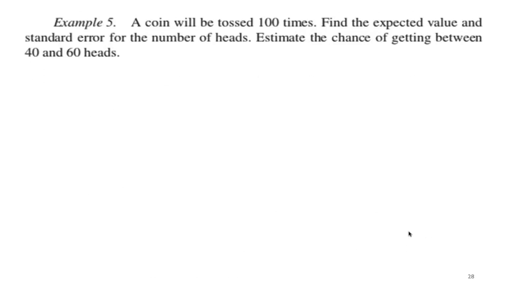So one last example here. What if I toss a coin 100 times? We want to find the expected value and the standard error for the number of heads, and we'll find the chance I get between 40 and 60 heads.